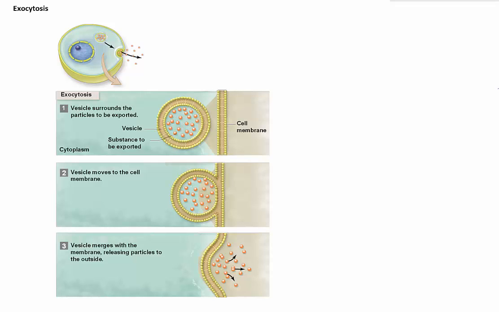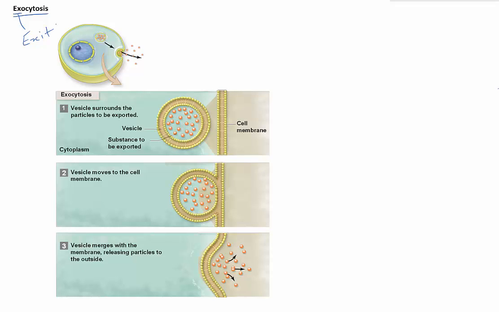So the opposite of this process is called exocytosis, and this is where large molecules and particles are transported out of the cell across the plasma membrane. And I remember this because I think of the EX as standing for the EX in exit, because this is what's occurring: substances are actually exiting out of the cell.